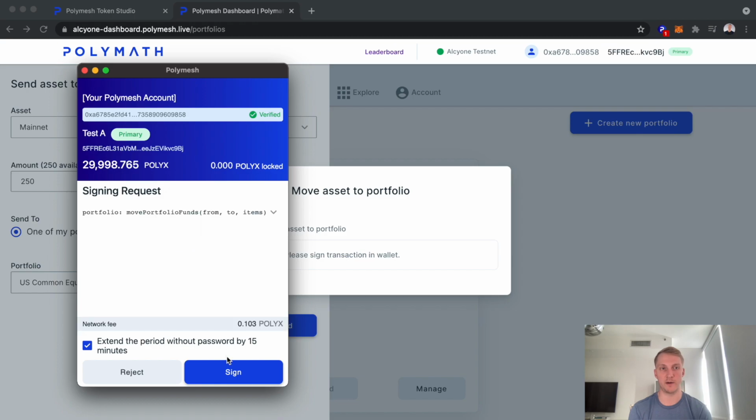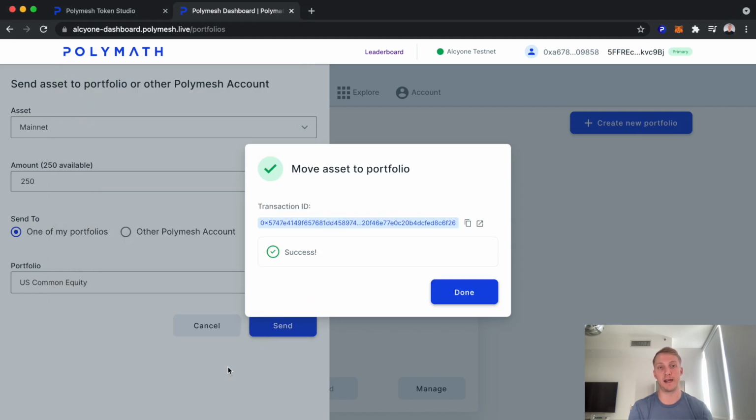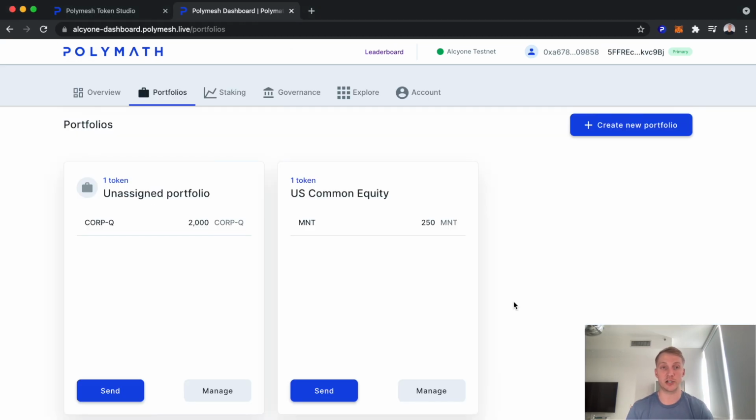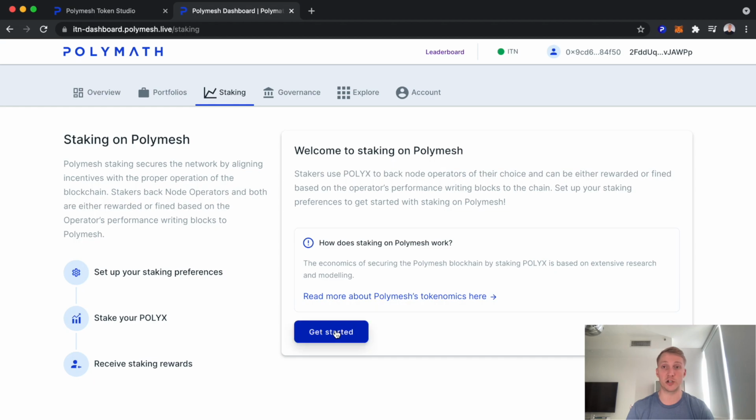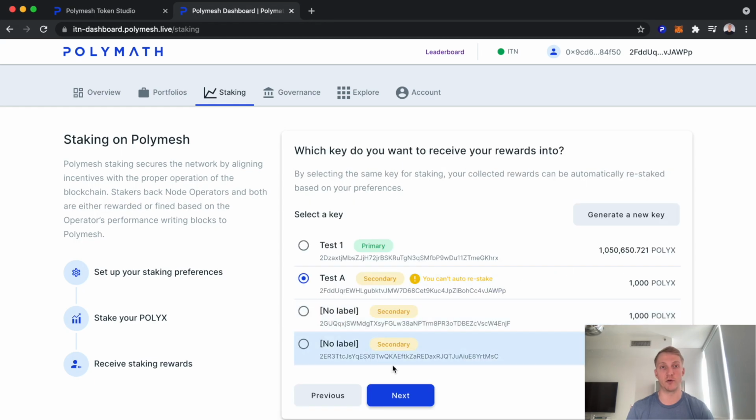So here Alice has created a portfolio. She's called it her US Common Equity Portfolio, and she's moved the mainnet tokens into there. So she can actually now designate control of those tokens to someone like a custodian or a broker dealer or an investment advisor while she maintains ultimate beneficial ownership.